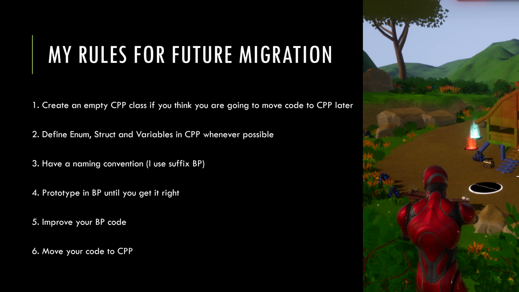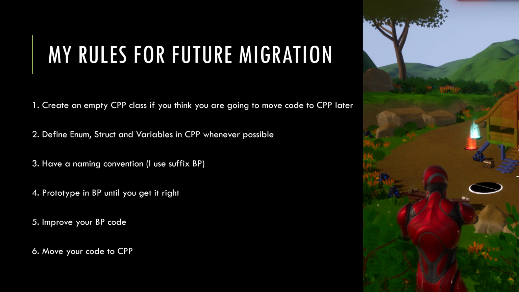The second thing I try to do is define any enums and structures and variables in C++. It is far easier to do the migration if you do step 2. Now, that doesn't mean I won't create a bunch of Blueprint variables. I will, but I will consciously know that those variables will have to be moved to C++ later, and then they'll have to be rewired up in the Blueprint. And so if at all I can avoid that, I will.